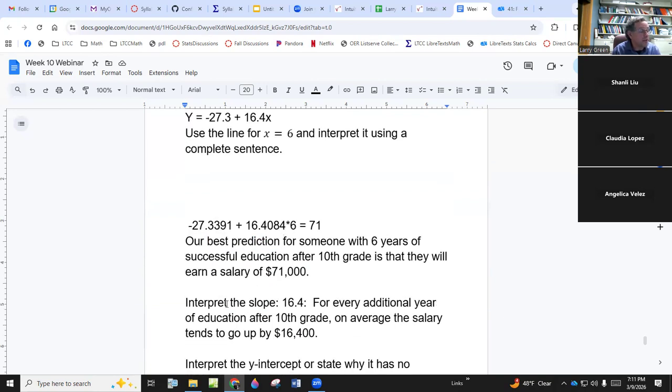Okay, if you want to interpret the slope, it was 16.4. So for every additional year of education after 10th grade, on average, the salary tends to go up by $16,400. Any questions on that? Notice it's an average and a tendency. It doesn't mean it's always going to happen.